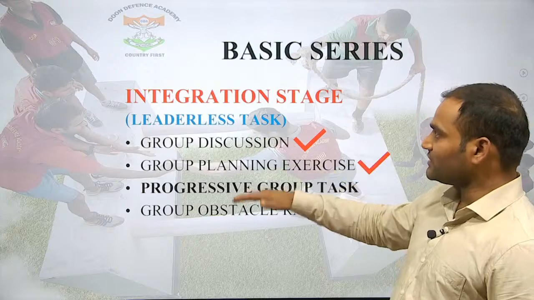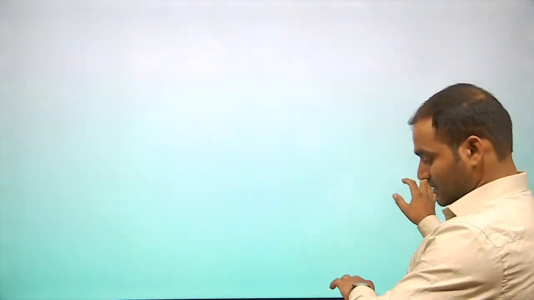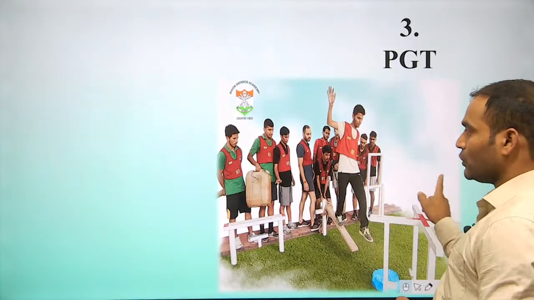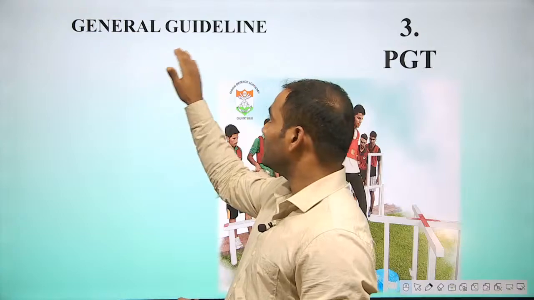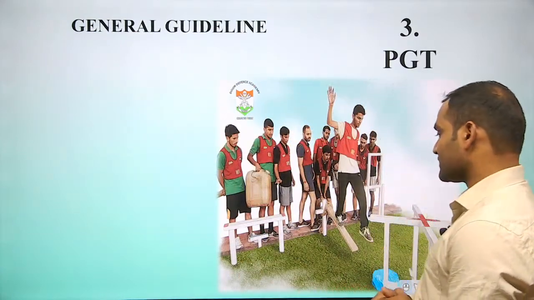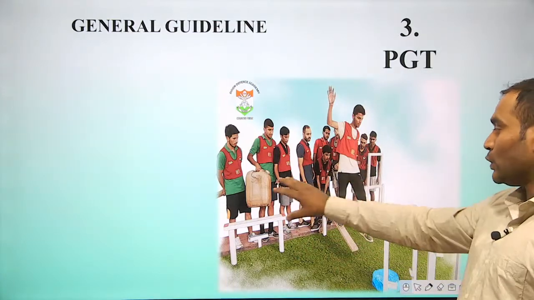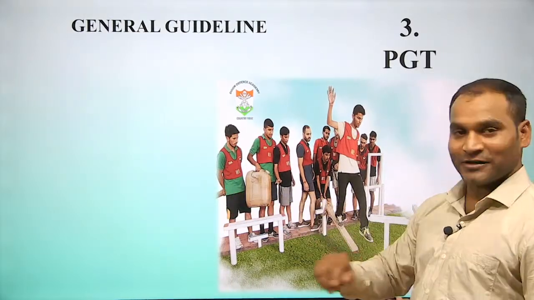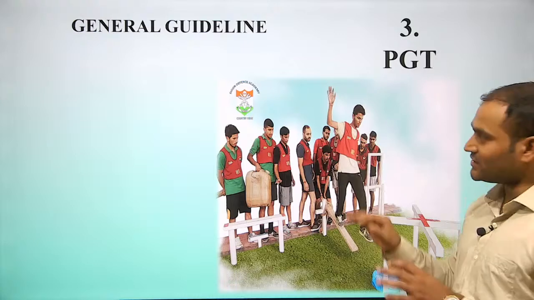Okay, and the fourth task in the basic series is group obstacle race. I think we are running out of time, but I'll highlight a little bit how our PGT works. So, general guidelines on how we continue the session for the progressive group task. See that the other structures have different colors, the gentleman having a certain load, plank, and a log. Chest number 1 is holding the log, and they are proceeding for a certain work.